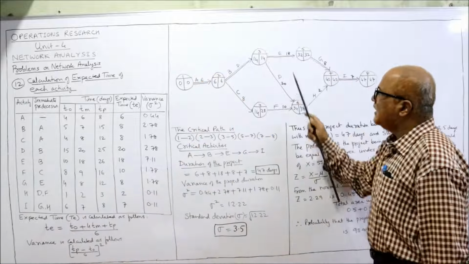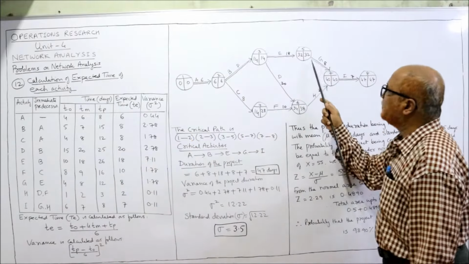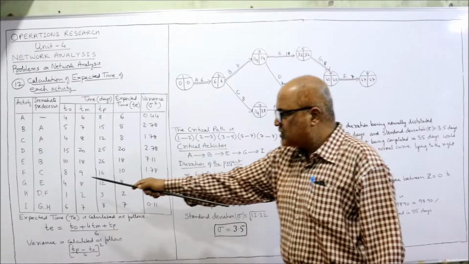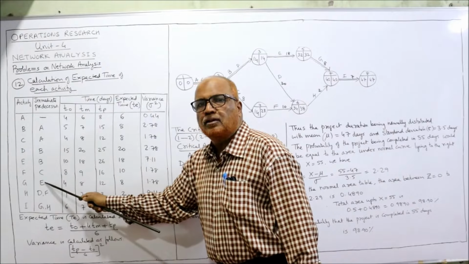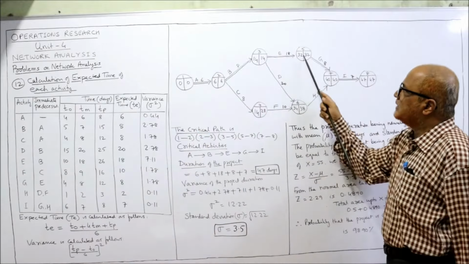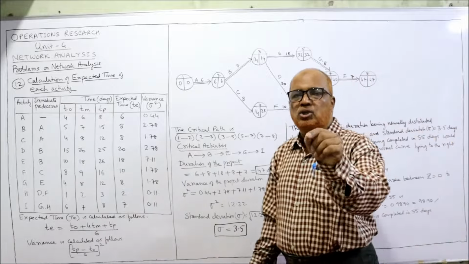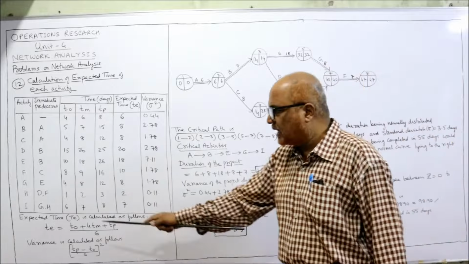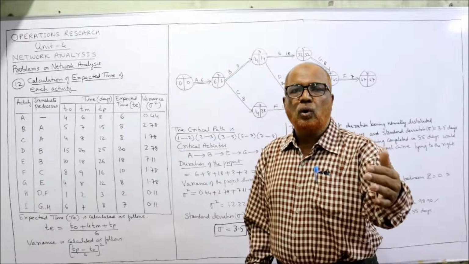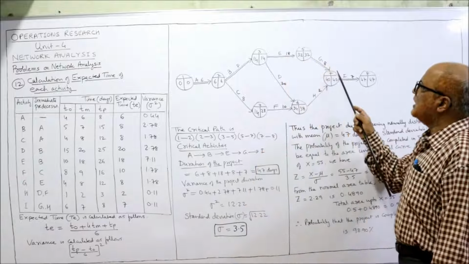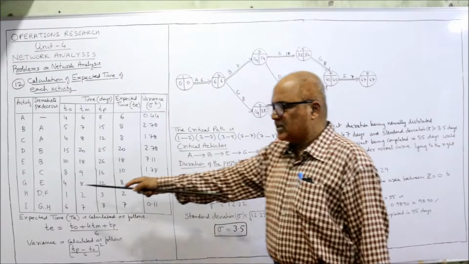E follows after B. Already we have written here. Now G follows after E. See here, G is the activity and the predecessor is E. E completed, G follows. Now G and H I am combining, because GH is the predecessor for activity I. I follows after GH. That's it. So from A to I, all activities.